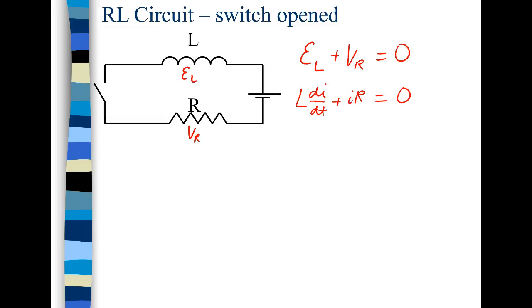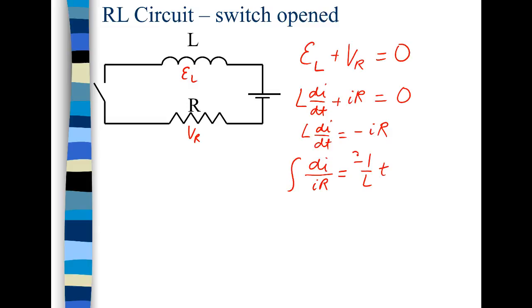And we can write this as L di/dt is equal to negative IR. Whoops, let's write this a little bit differently. Let's say di over I is equal to negative R over L times dt. And it really doesn't matter exactly how you write it. It'll work out in the end. And we're going to integrate this.